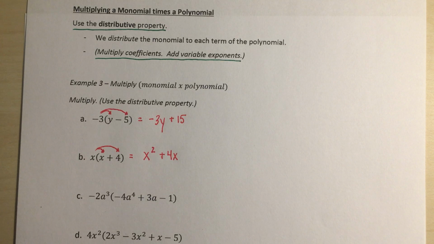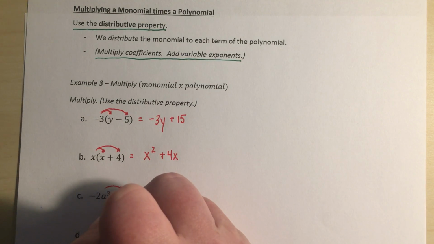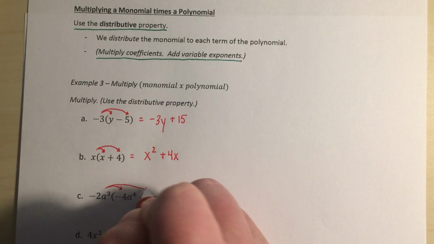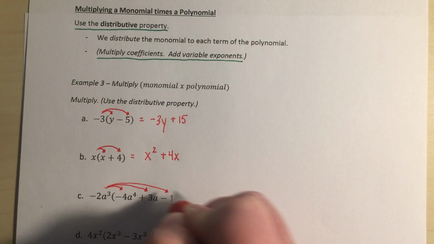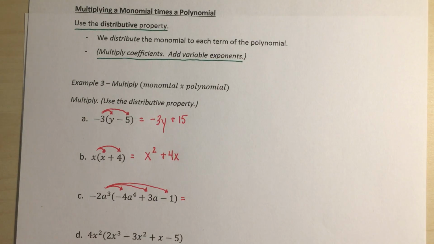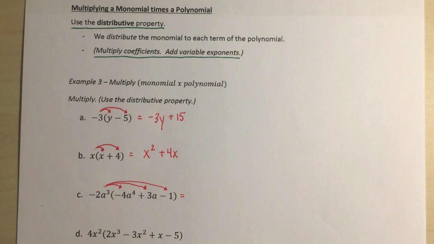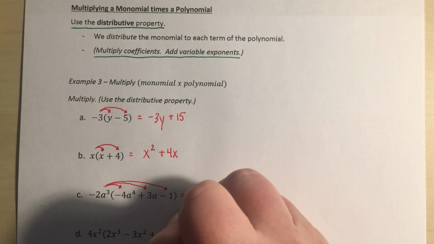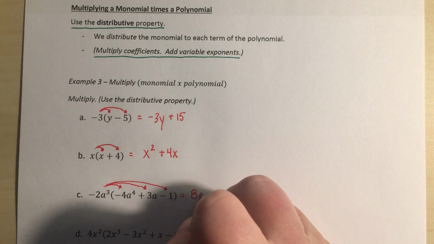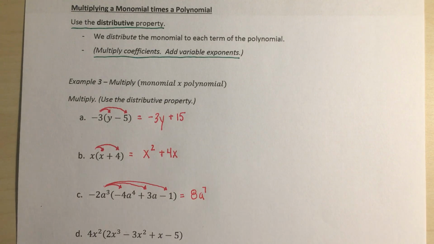Right, for C, -2a cubed times -4a to the 4th plus 3a minus 1. So we're going to distribute to all three terms that we have inside. All right, and as we're going through these, now we're applying a lot of different things that we've talked about this semester. We want to make sure we use our sign rule. We are going to be using our product rule. So we're just going to take this piece by piece. -2 times -4 gives us positive 8. We add our exponents. 3 plus 4 is going to give us 7. So our first term is 8a to the 7th.